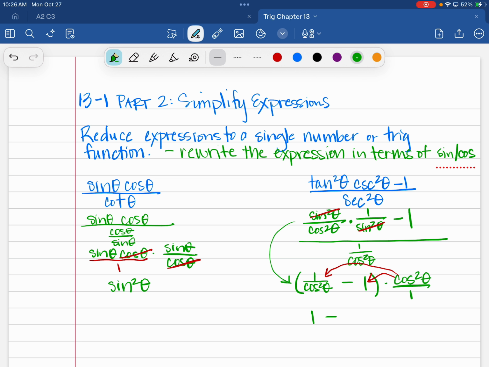Minus cosine squared times 1 is cosine squared. Most people would be tempted to leave it right here. Those people are wrong. They're not stupid, but they're wrong.